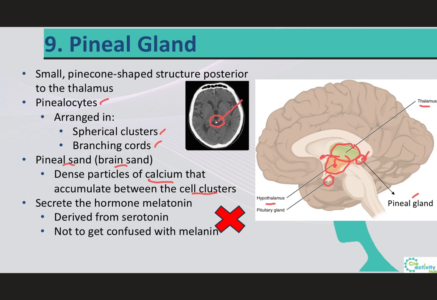The pinealocytes that make up the pineal gland are known to produce and secrete the amino hormone known as melatonin, which is going to be derived from serotonin. Now, do not get melatonin confused with melanin. For me, I just remembered that melanocytes secrete melanin. By breaking down the word, it makes it easier. So cytes are cells, and then you're left with melano, which produces melanin. But it can be very confusing, so make sure that you pay attention to this.